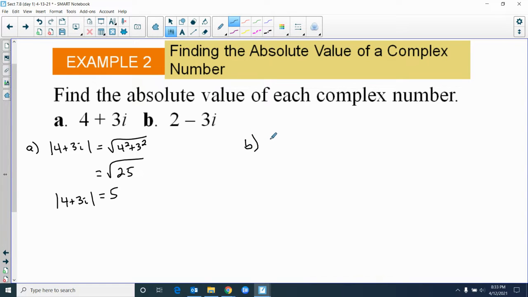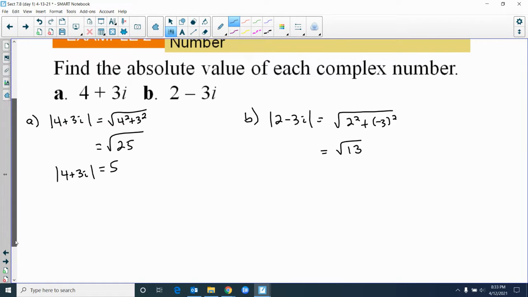B, the absolute value of 2 minus 3i. It's going to be the square root of 2 squared plus negative 3 squared. We're going to end up with the square root of 13. So there's our absolute value, or magnitude.